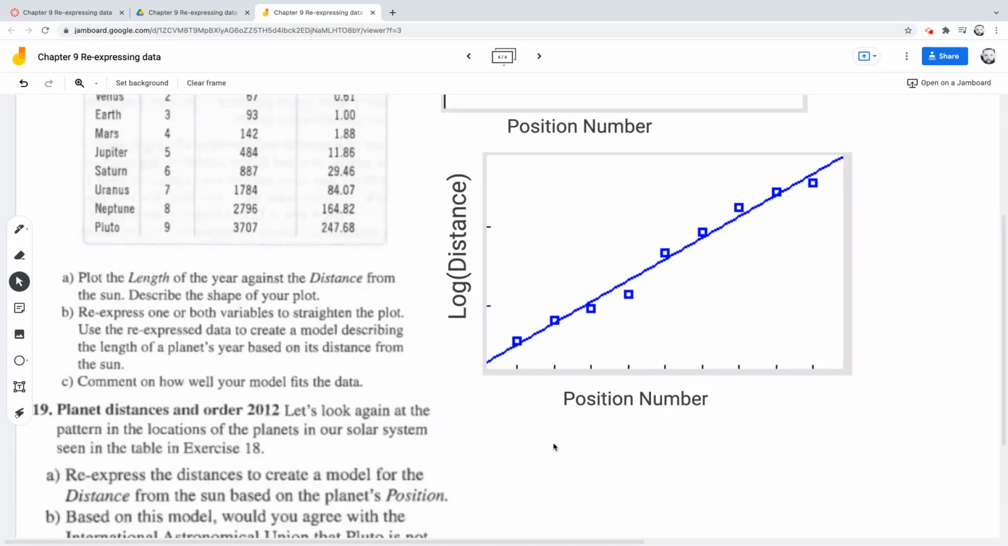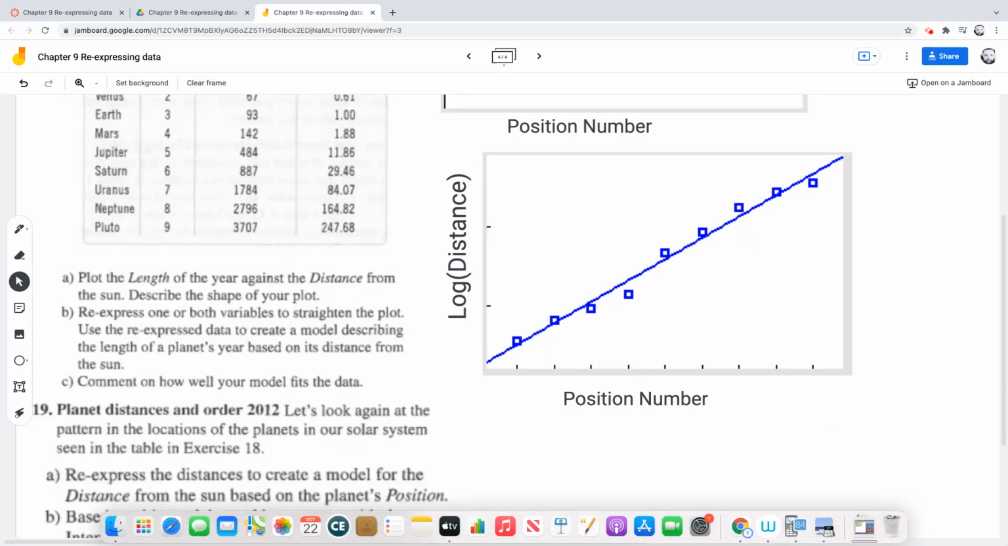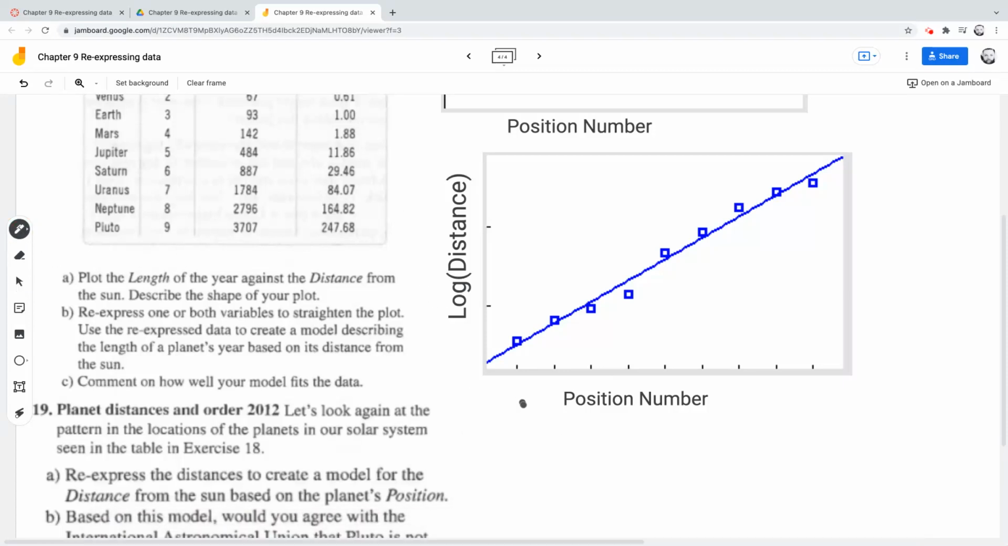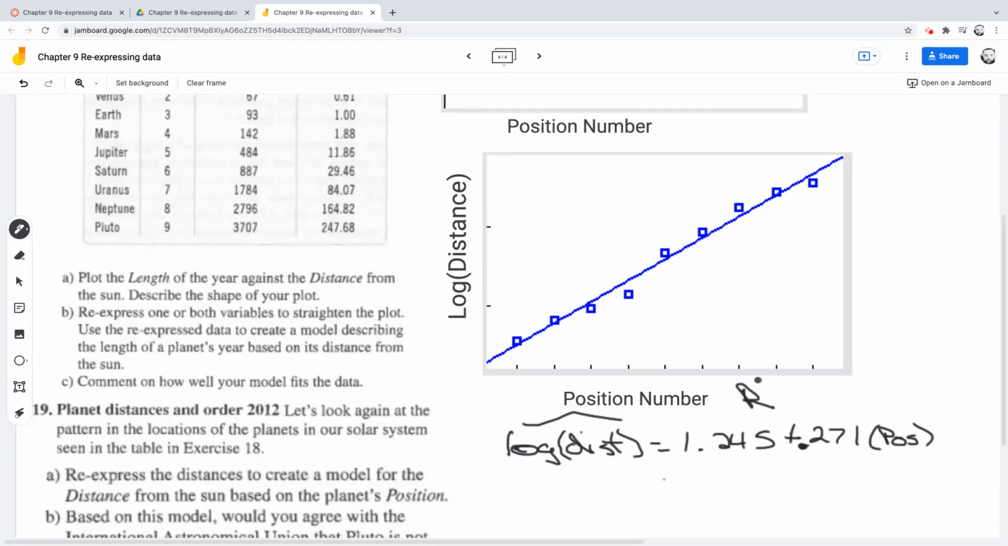So then our equation, our linear model for the log of the distance, and we put the hat on that, so that lets us know that that's the predicted, is 1.245 plus 0.271 times the position, and we had an R squared value of about 98.2%, which is pretty good. So that's just part A.